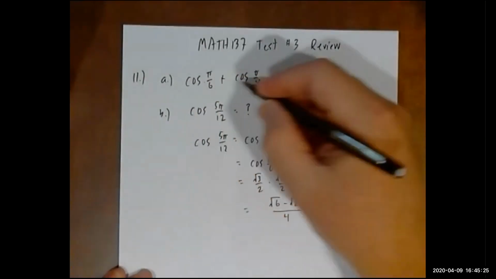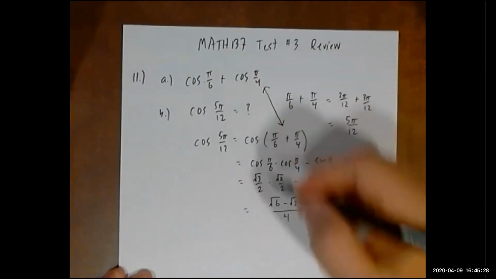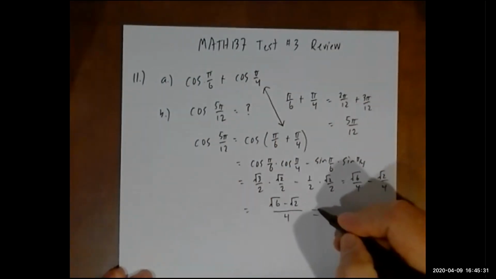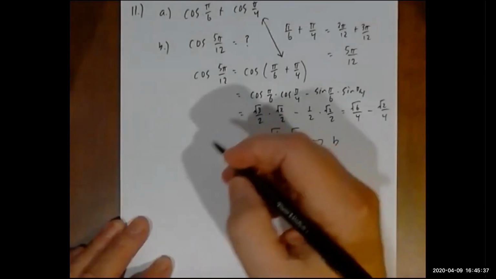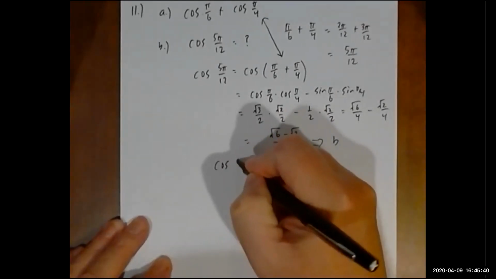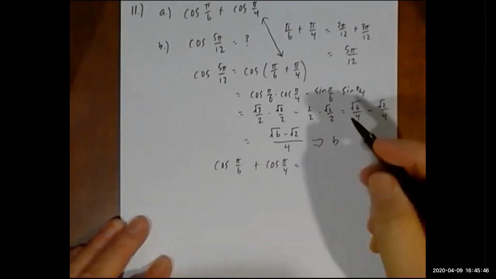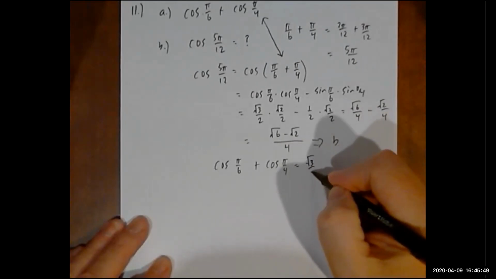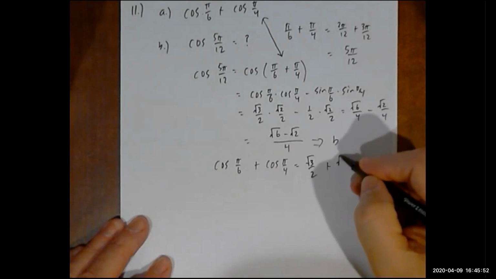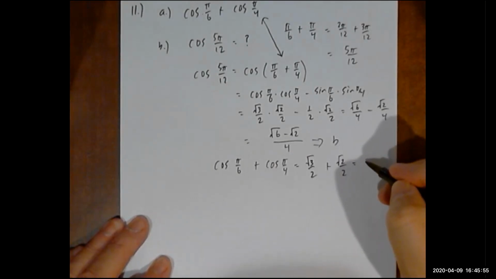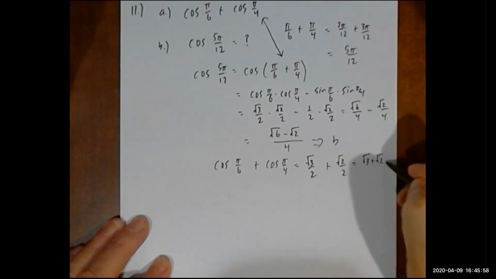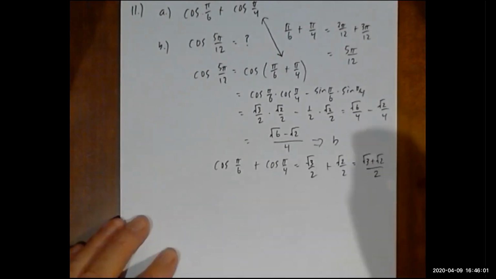So let's go ahead now, let's do part A, and we'll see that part A is going to be different than this. So this is actually the answer for part B. We sort of did part B first. Let's do part A. Once again, fairly straightforward, because we know these are special angles. Cosine pi over 6 is square root of 3 over 2. Cosine of pi over 4 is square root of 2 over 2. We can combine these into one fraction. So this is the answer to part A. This is the answer to part B.